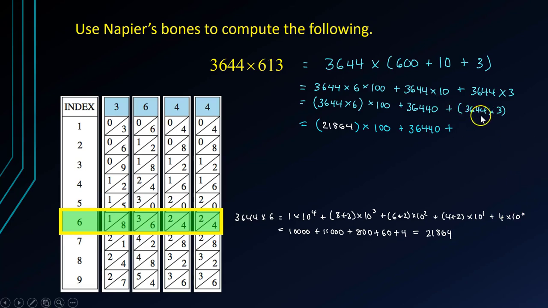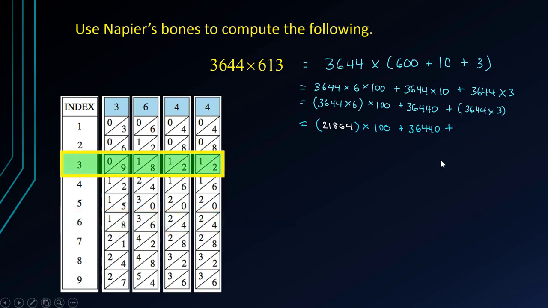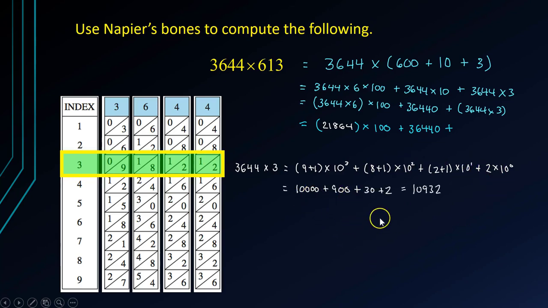But now I want to do this multiplication here, so I'm going to use the index of 3. Again, this is my 1s, my 10 to the 1st, 10 to the 2nd, 10 to the 3rd, 10 to the 4th. So there is no 10 to the 4th, so I'm not going to worry about multiplying anything by 10 to the 4th. I have 9 plus 1 times 10 cubed, plus 8 plus 1 times 10 squared, plus 2 plus 1 times 10 to the 1st, plus 2 times 10 to the 0. And so what that gives me is 10,000 plus 900 plus 30 plus 2, which is 10,932.